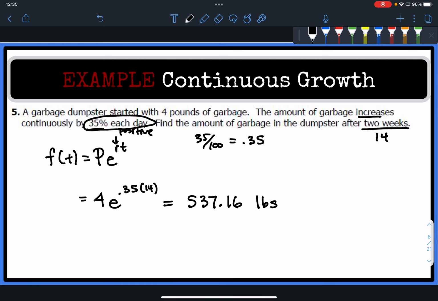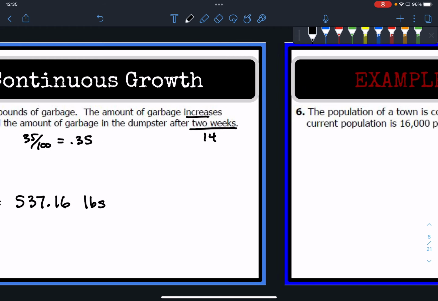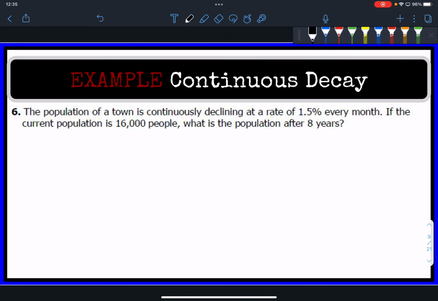Now, let's look at an example of continuous decay. Let's say the population of a town is continuously declining at a rate of 1.5% every month. If the current population is 16,000 people, what is the population after 8 years? Now, notice that the rate of decay is measured in months. So we want to convert our 8 years into months. Since there are 12 months in a year, multiplying that by 8 gives us a total of 96 months. So our t will be 96.